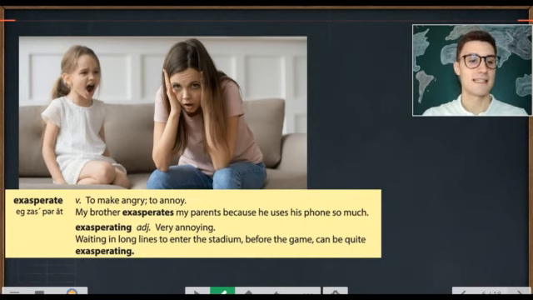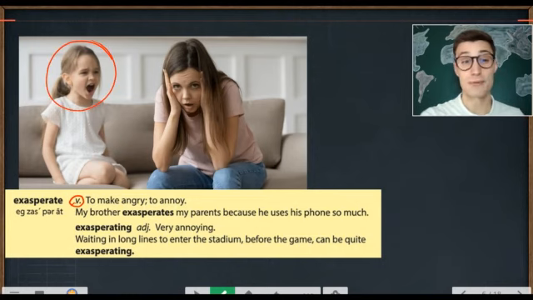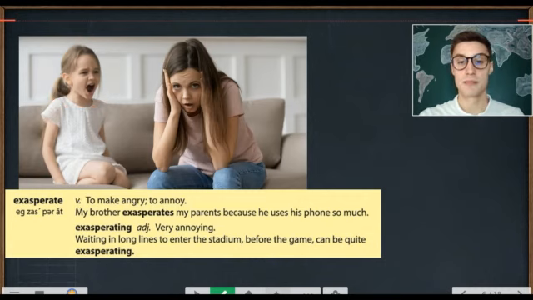The next word is exasperate. Exasperate. Now, to exasperate is to make angry, to annoy. So you usually exasperate someone. The girl is exasperating her mother. She is making her mother angry. She is annoying her. My brother exasperates my parents because he uses his phone so much. So exasperate, that's a synonym for annoy, irritate.